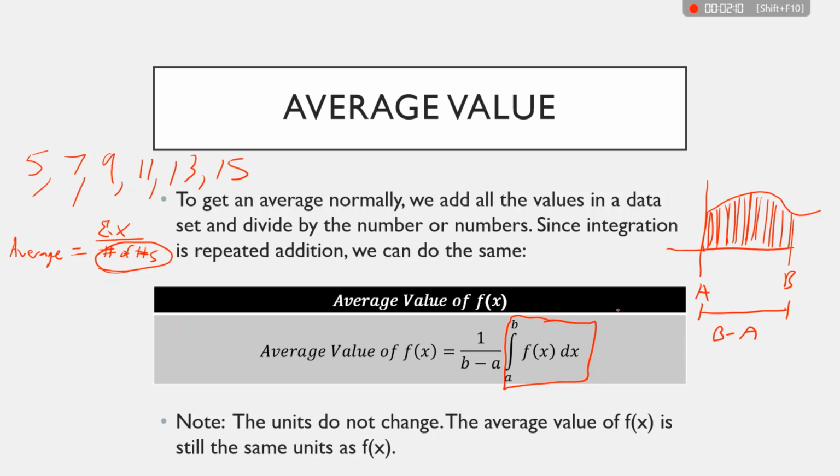As far as units go, when you integrate, you multiply your units together. So let's say f of x is velocity and x is time. Then velocity times time would give me a distance or a displacement after you integrate. But then you divide by a change in x. So if you have a y over x, that'll bring you back down to velocity, distance divided by time. So our units in the end don't actually change, the same way that our units don't actually change when we get an average value of numbers in a data set.